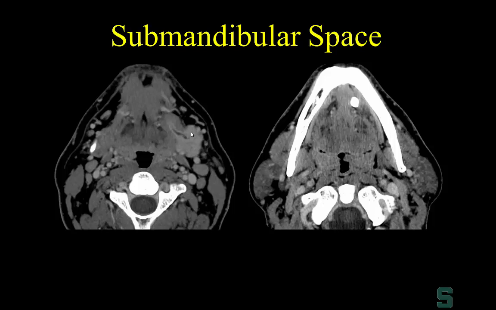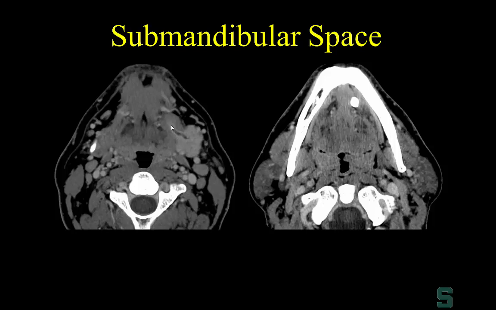However, the duct of the submandibular gland, which is referred to as Warthin's duct, extends superiorly and runs along the mylohyoid muscle and eventually runs in the sublingual space. So this is an example of enlargement of the submandibular gland. Here we can see dilatation of the submandibular duct or Warthin's duct.